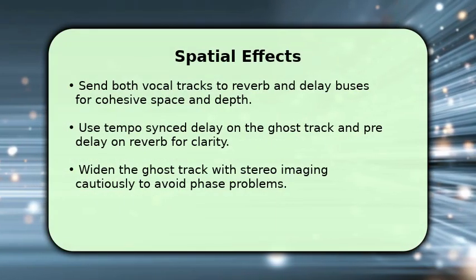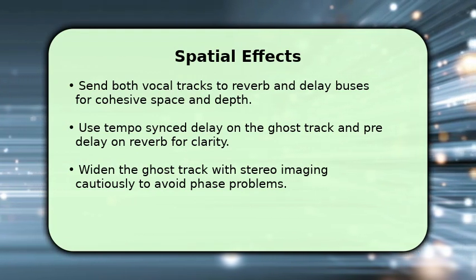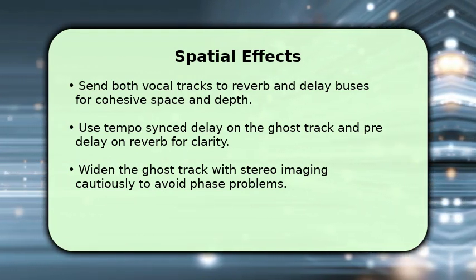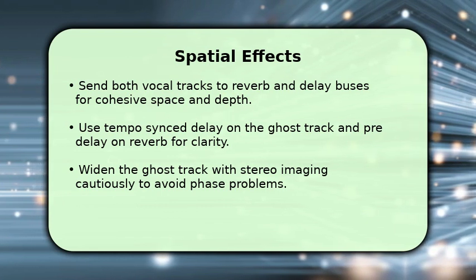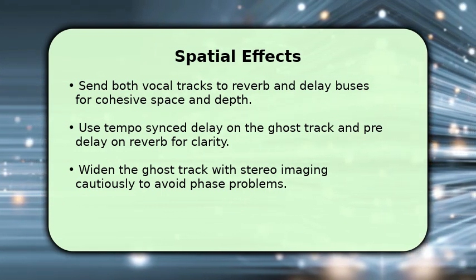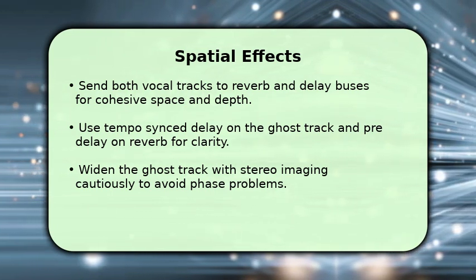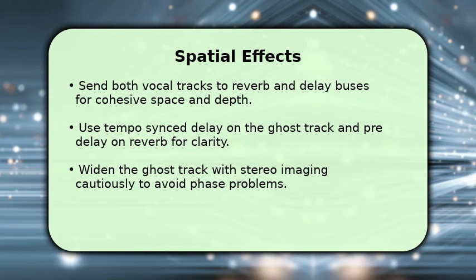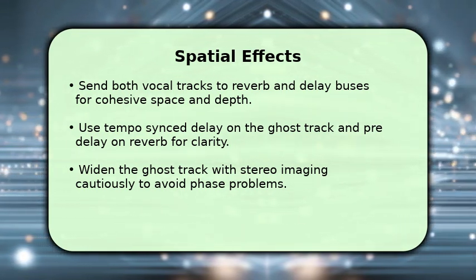Create a convincing ghost by placing the duplicated voice in a distinct spatial environment. Use a plate or hall reverb with moderate decay and a short pre-delay to keep the vocal intelligible. Add a tempo synced ping-pong or dotted delay on the ghost track to create movement. Gently widen the ghost with stereo imaging tools and use subtle automation to bring it forward during key moments in the arrangement.